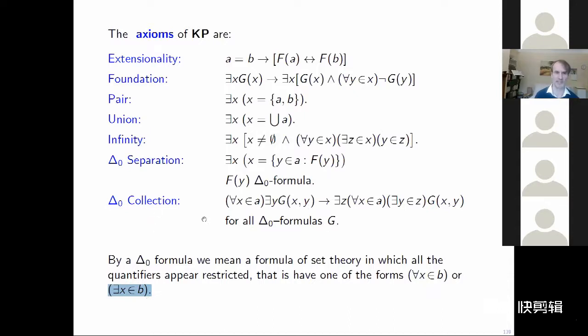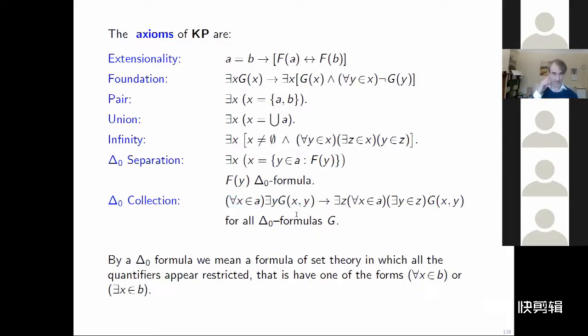And the same restriction is imposed on the collection axiom. If we have that for all x in a there's a y such that G(x,y), then there's a set large enough to contain sufficiently many of these y's. But in Kripke-Platek set theory, there's the requirement that the G here, describing the relation between x and y, should be a delta zero formula. Only bounded quantifiers are allowed in this formula.